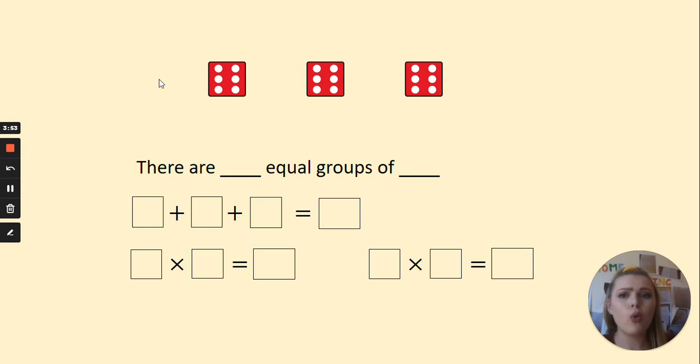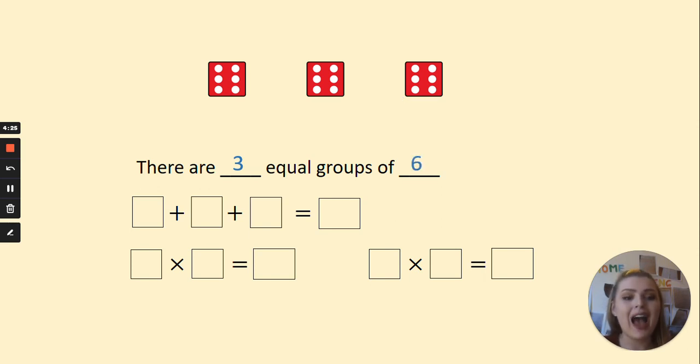Well, we've got 1, 2, 3 lots, 3 separate bits, 3. And they are in equal groups. They have the same number of dots on each dice. So how many is that? 1, 2, 3, 4, 5, 6. And we can check that is on all of the dice. 1, 2, 3, 4, 5, 6 on all of them. So there are 3 equal groups of 6.